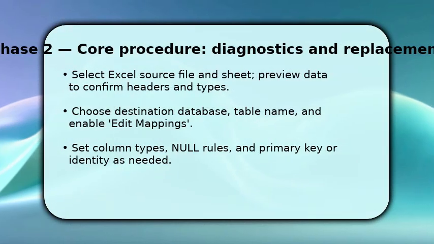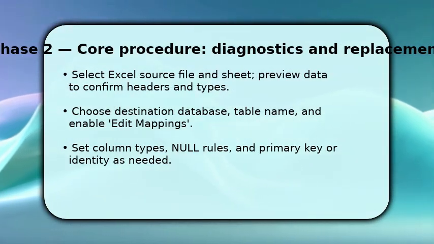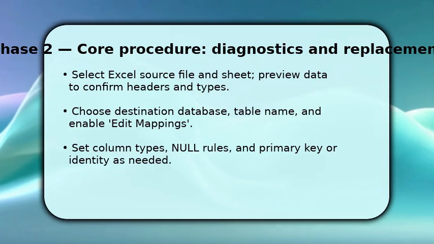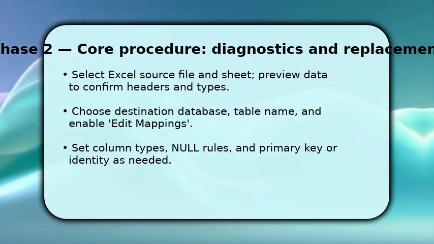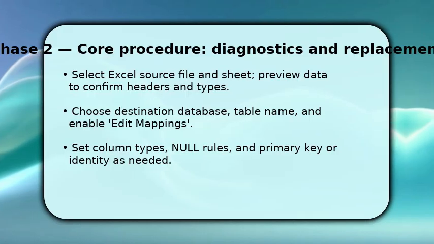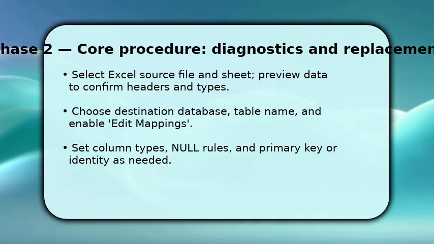You now configure the import. Pick XLSX as the data source and select the worksheet or named range. Once selected, preview rows to confirm header detection and basic types. Next, pick the SQL Server destination and either create a new table or map to an existing one.